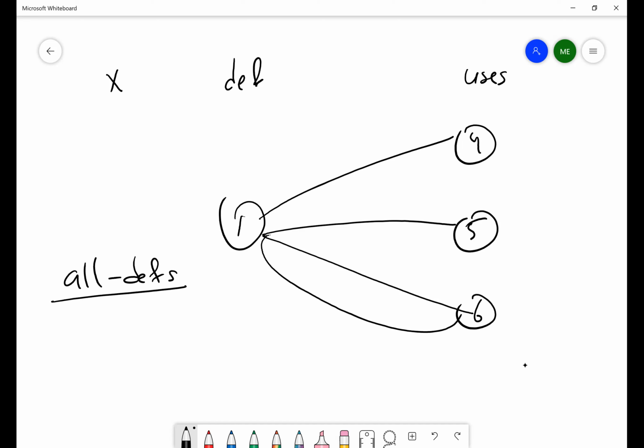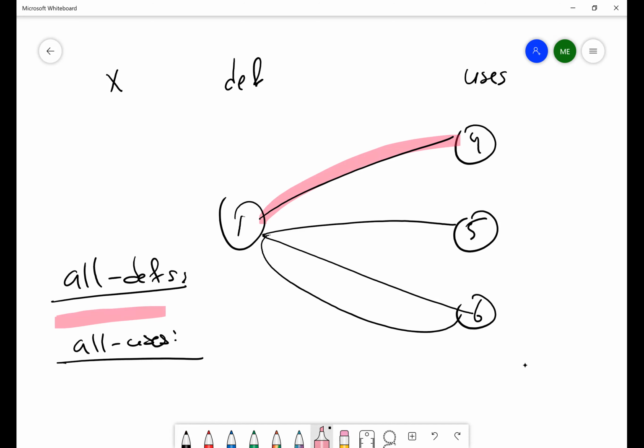When I ask you for the minimum set of test requirements, you could have just said 1-4. It was a place where it got used. Yes, it got used at 5 and 6, but I don't care. So all defs is the yellow. Now, next level up, we have the all uses.